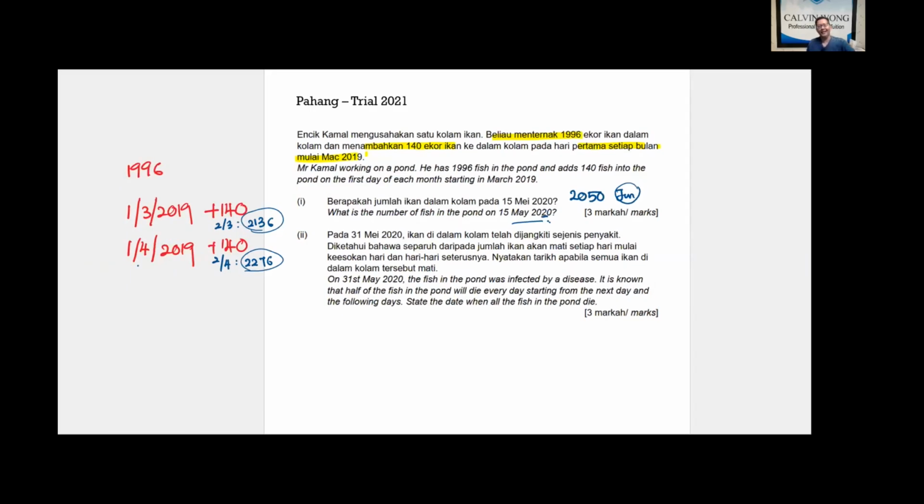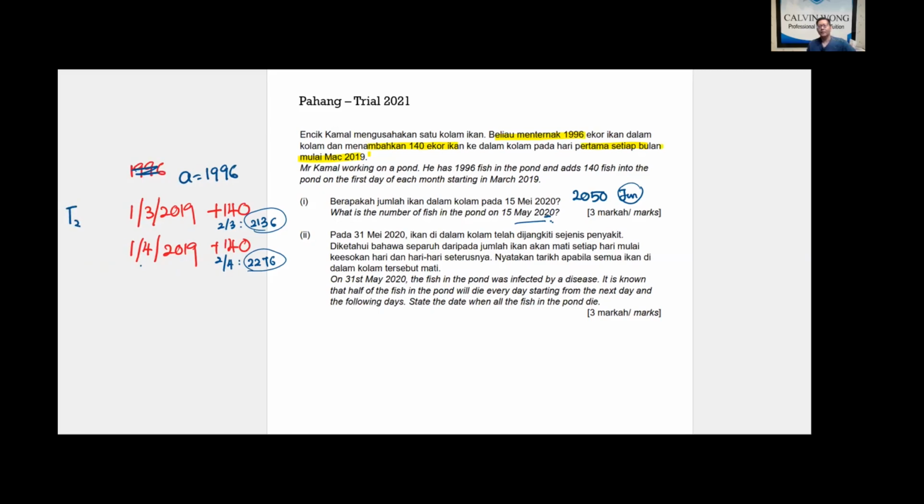Now, do like this. 1996. Okay, this is the echo, not the year. So A equals 1996, and then T2 is 2136, T3 is 2276.